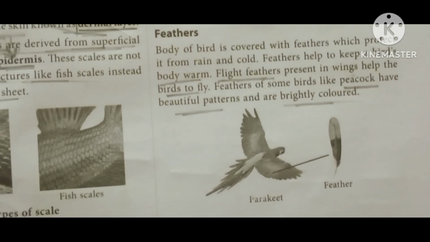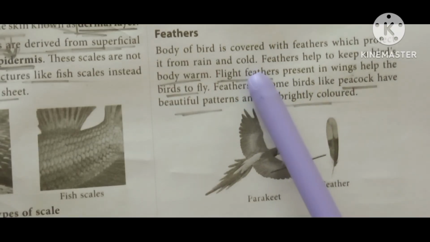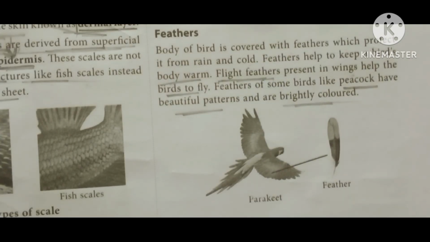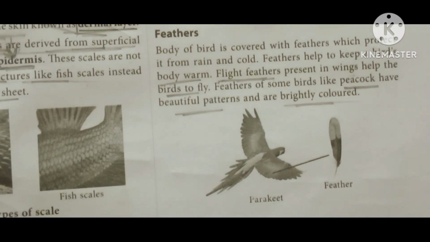And these feathers help them to keep their body warm always. Flight feathers. What are flight feathers? Flight feathers are present in the wings that help the birds to fly. Flight feathers help the body of the bird to fly. Some feathers in birds like peacock have very beautiful patterns and are brightly colored. So feathers are one of the coverings in animals.